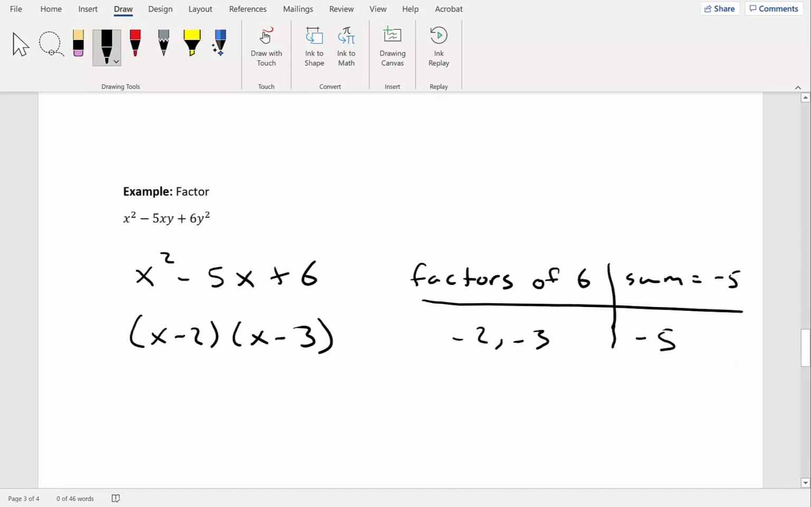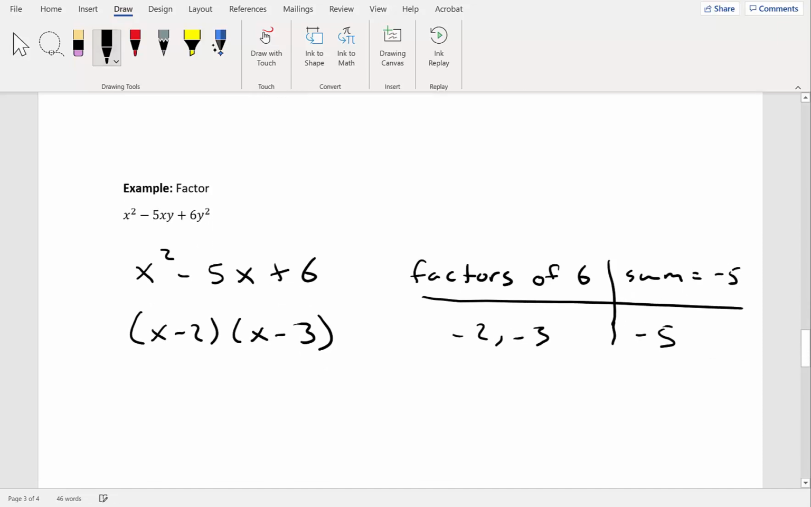Now, what are we going to do with our y's? Because remember, our original problem had y's in it. What you're going to do in this case is add the y to the second term. So you have x minus 2y and x minus 3y. And that gives us our solution. Okay, so it's a little trick that you can use. You could get rid of that second variable and then attach it at the end.